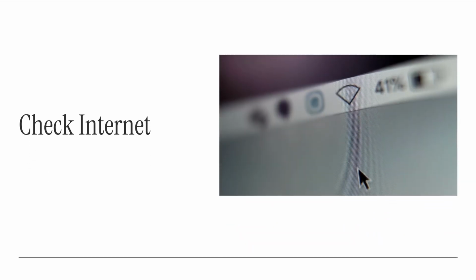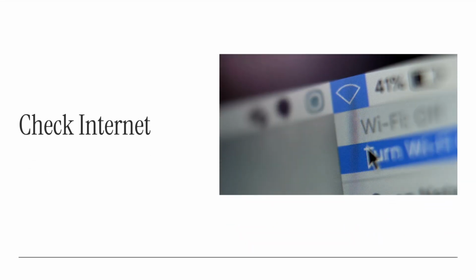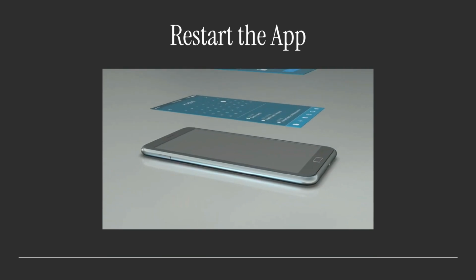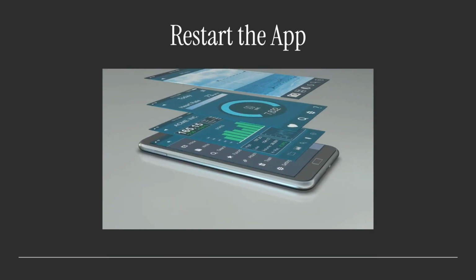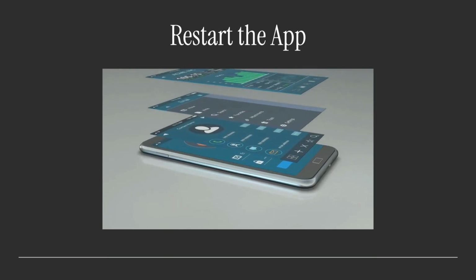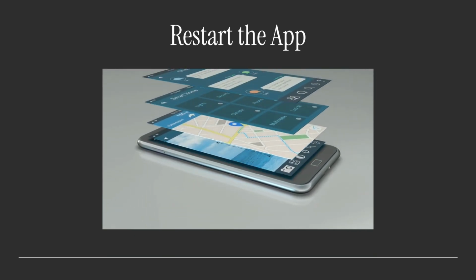First, make sure you are properly connected to the internet. Double-check your Wi-Fi or mobile data to ensure it's turned on and working. A weak signal can prevent videos from loading. Next, fully close the YouTube app. Swipe up from the bottom of your screen to see your open apps, then swipe the YouTube app away completely. Reopen it afterwards to clear any temporary glitches.